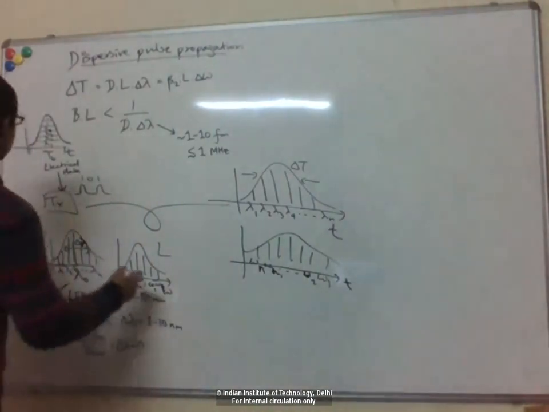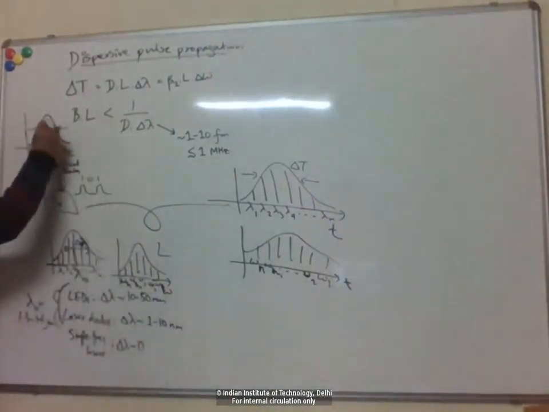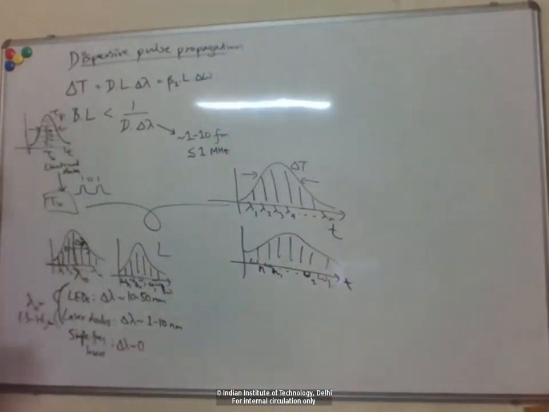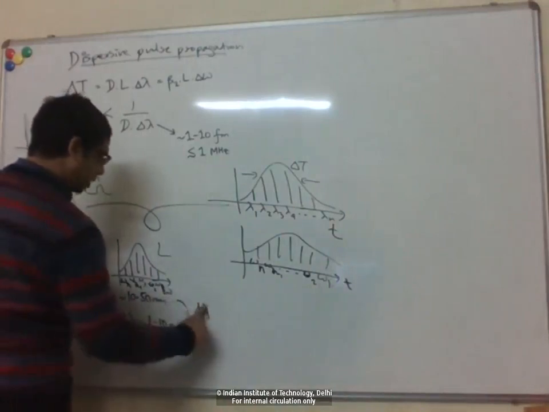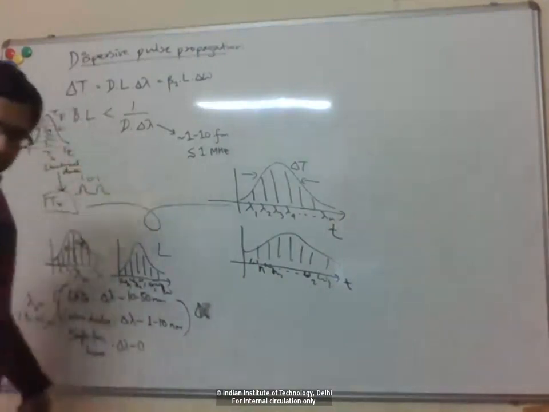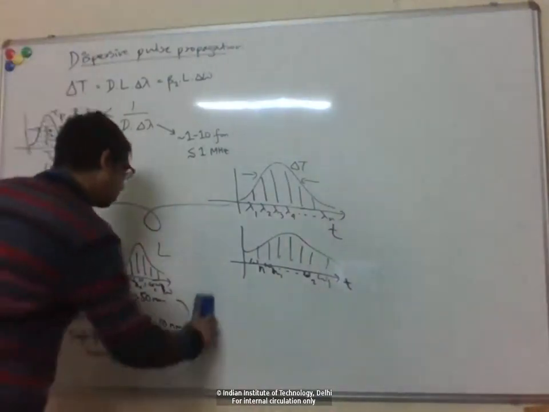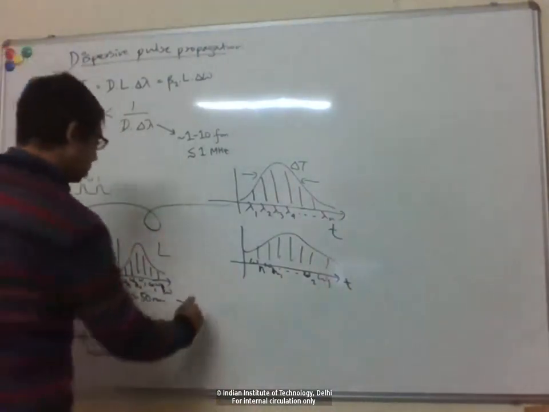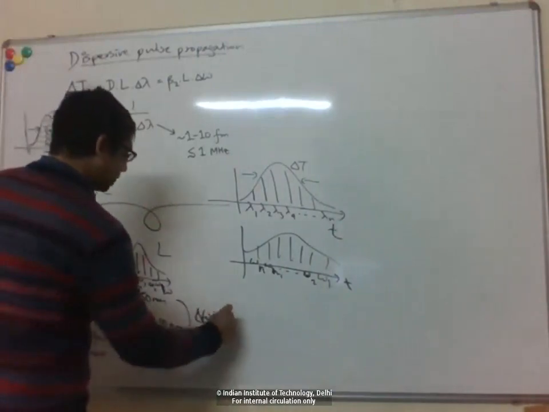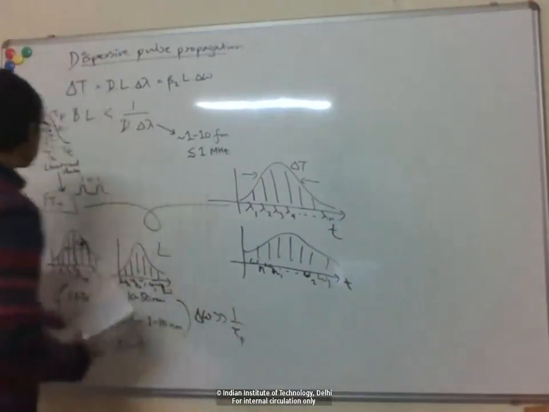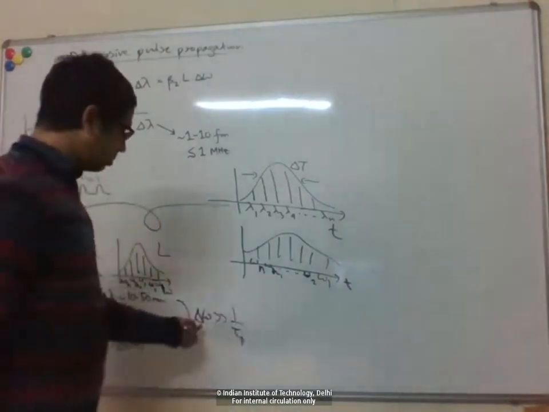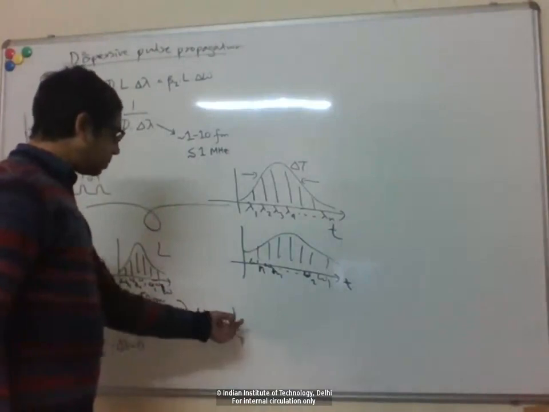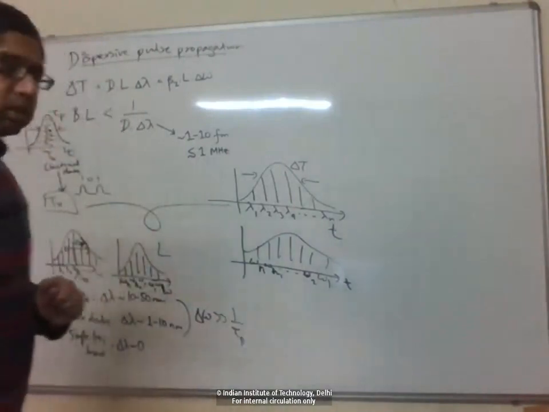So basically what's happening here is that with this TB, or some pulse duration tau p, the source bandwidth, or if I look at it in terms of frequency, delta omega, is much bigger than the inverse of the pulse duration, or equivalently the source bandwidth is much bigger than the bit rate.